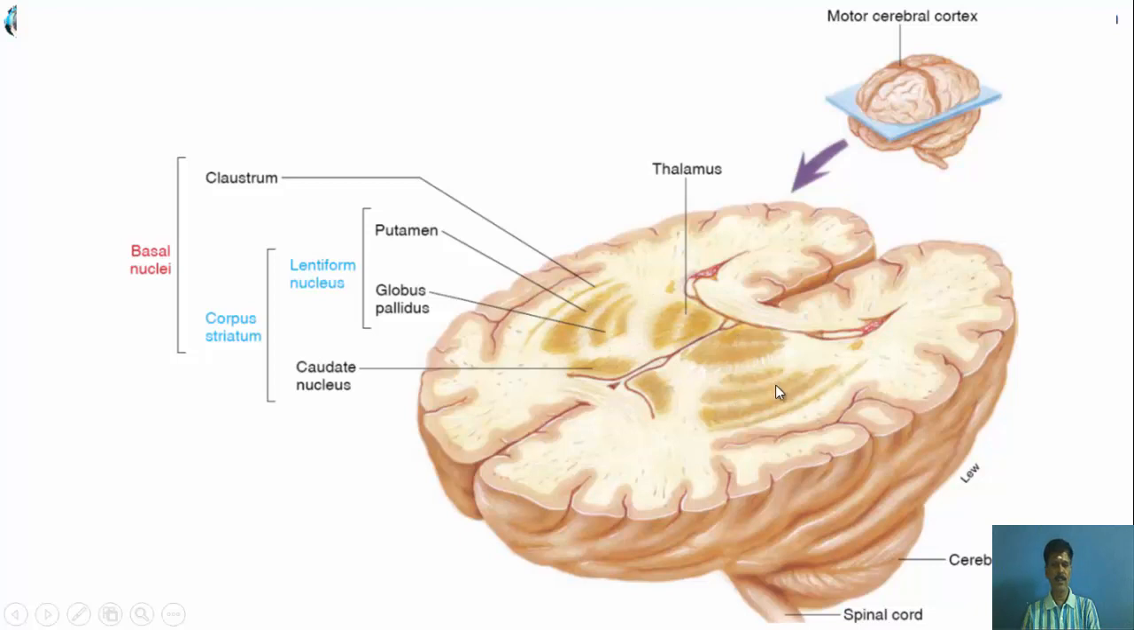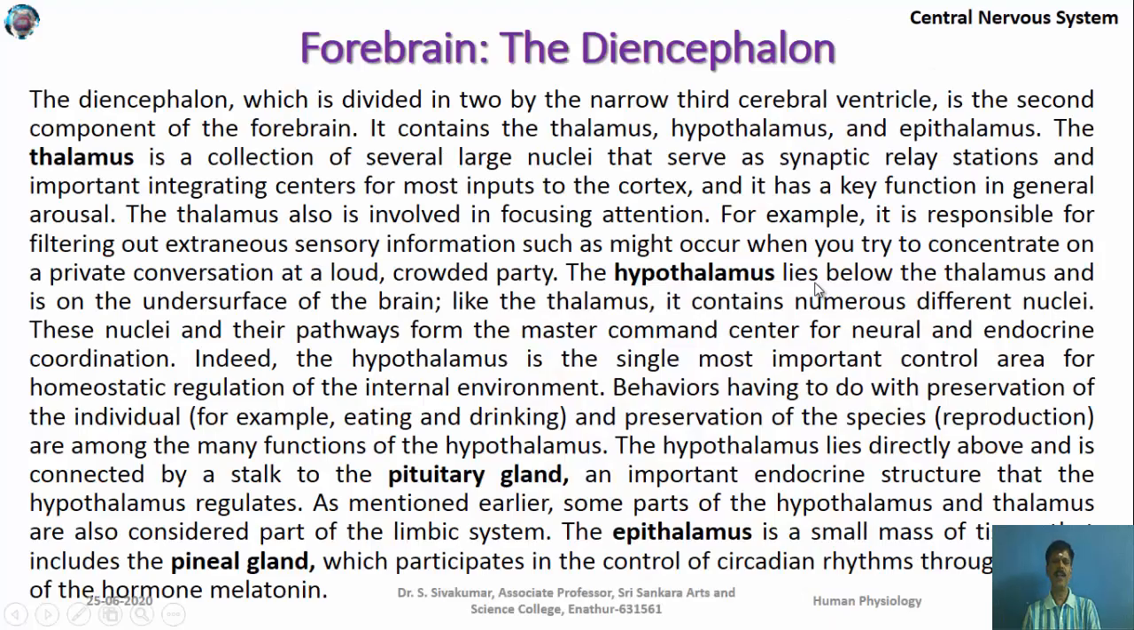Next, after the basal nuclei, you have the thalamus. These are all present in the cerebrum. It is also a cross section of the brain. The diencephalon is divided into two by the narrow third cerebral ventricle. The third ventricle divides the diencephalon into two components.